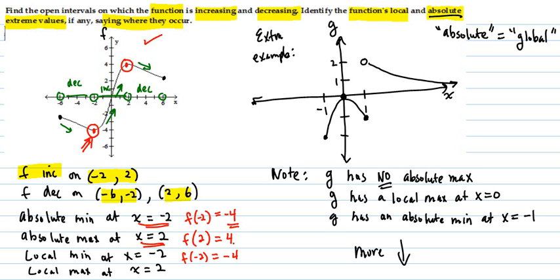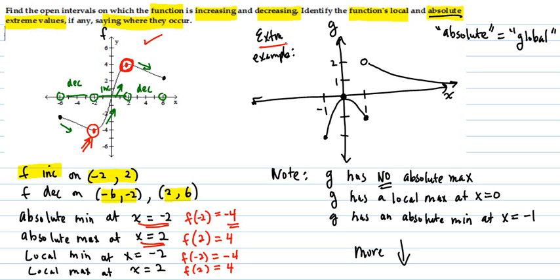So this is a case where the absolute minimum value matches up with the local minimum, but they don't have to. And the local max at x equals 2 was a local max here, and the value was 4. And again, the local max happened to match up with the absolute max, but did not need to.